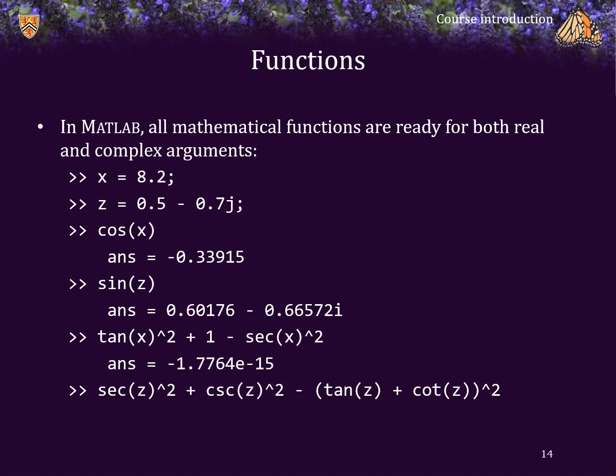You may remember from secondary school that sec squared plus cosecant squared is equal to tan plus cotan all squared. So consequently, whether or not you have a real value or a complex value, this should be true. And calculating this, yes, we do see that this is true. After all, the result is a very small number minus another small number times j.